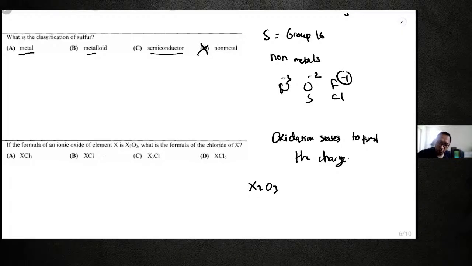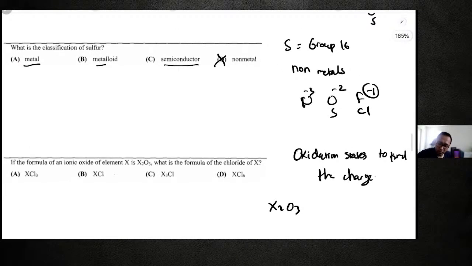Okay, so if the formula of the ionic oxide of element X is X2O3, what is the formula of the chloride of the oxide? Over here we understand that oxygen has a -2 charge. We know there are 3 oxygens here, so the total charge is -6, just 3 times -2.